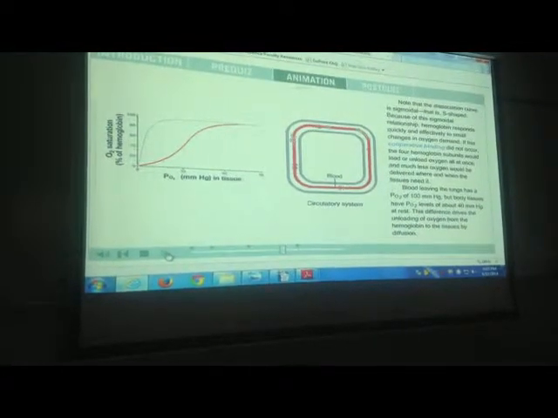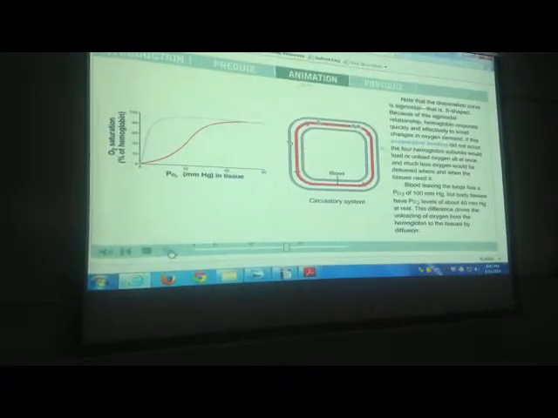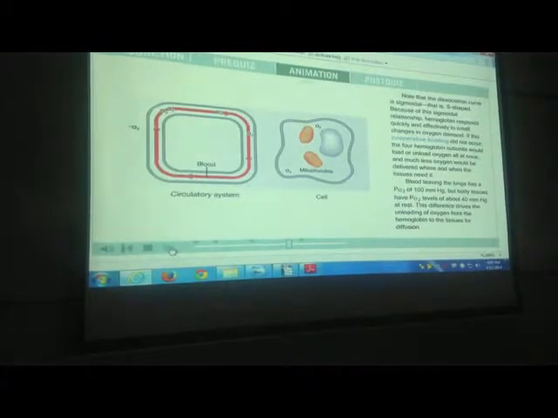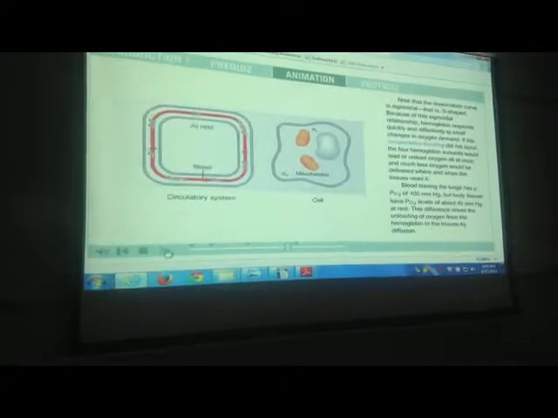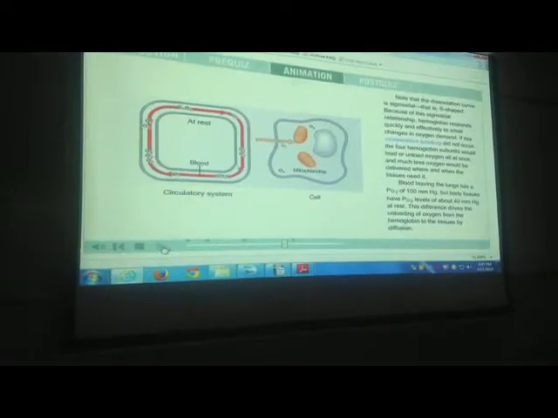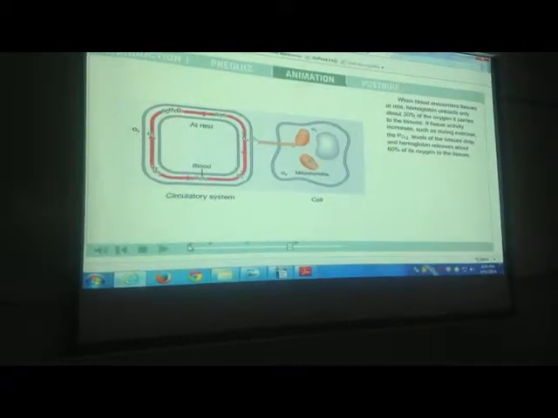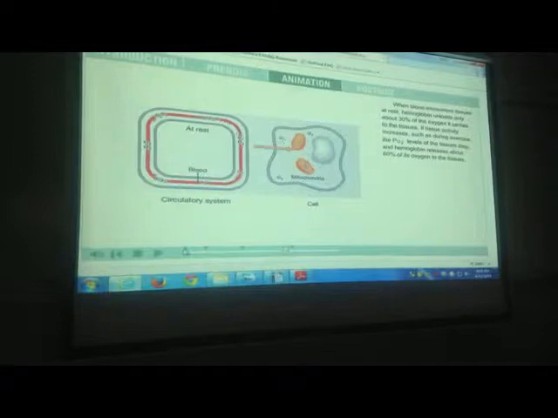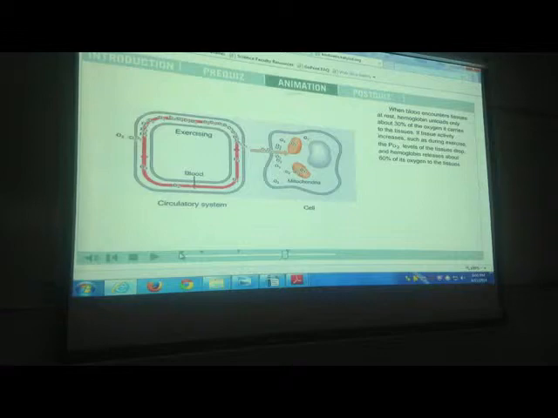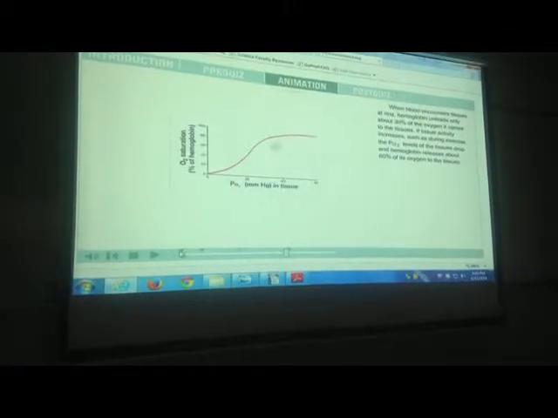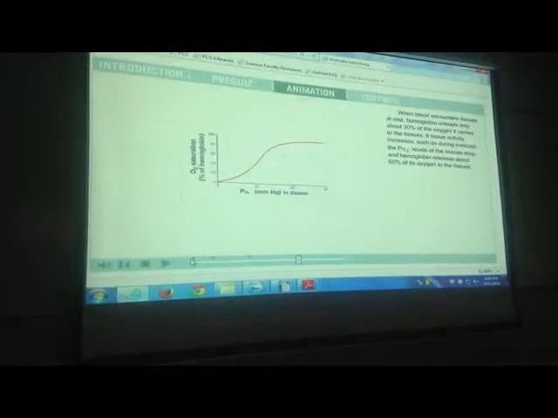Blood leaving the lungs has a PO2 of 100 millimeters mercury, but body tissues have PO2 levels of about 40 millimeters mercury at rest. This difference drives the unloading of oxygen from the hemoglobin to the tissues by diffusion. When blood encounters tissues at rest, hemoglobin unloads only about 30% of the oxygen it carries to the tissues. If tissue activity increases, such as during exercise, the PO2 levels of the tissues drop, and hemoglobin releases about 60% of its oxygen to the tissues.